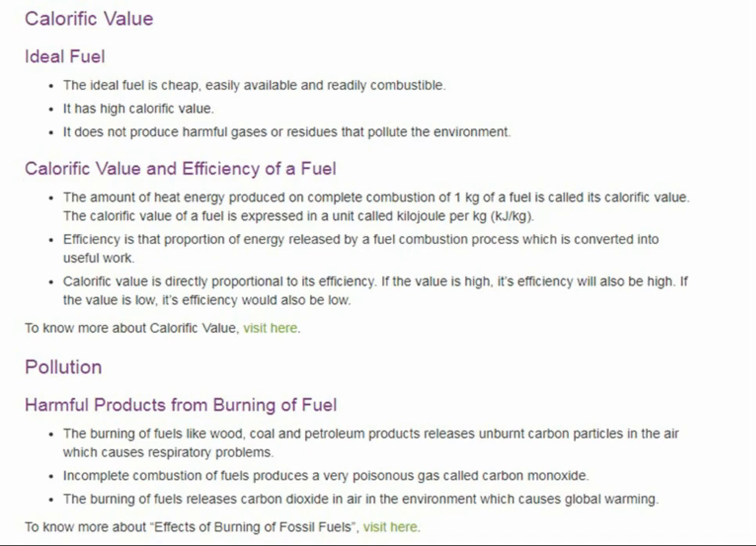The burning of fuels like wood, coal, and petroleum products releases unburned carbon particles that I told you, in the form of smoke in the air, which causes respiratory problems like asthma. Now, incomplete combustion of fuel produces a very poisonous gas called carbon monoxide. The burning of fuel releases carbon dioxide in the environment, which causes global warming and reduces the amount of oxygen that we take in.